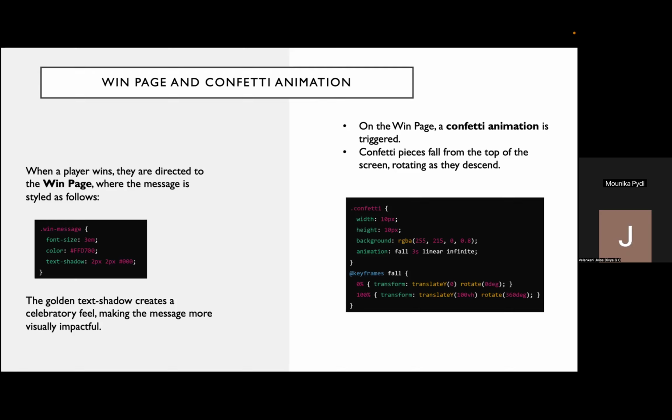So the left side code snippet is for the win page. That is to display the win page message. For that, we have used a font size of 3 and color and text shadow also. On the right side, we can see the CSS for the confetti animation. This is to draw the color ribbons from the top of the screen, and we have used keyframes for that.